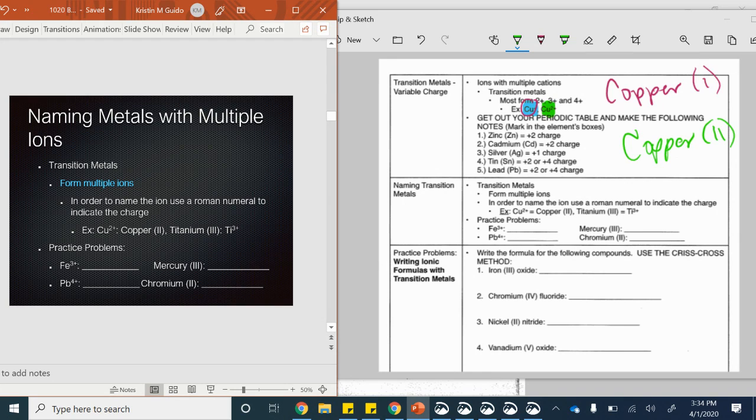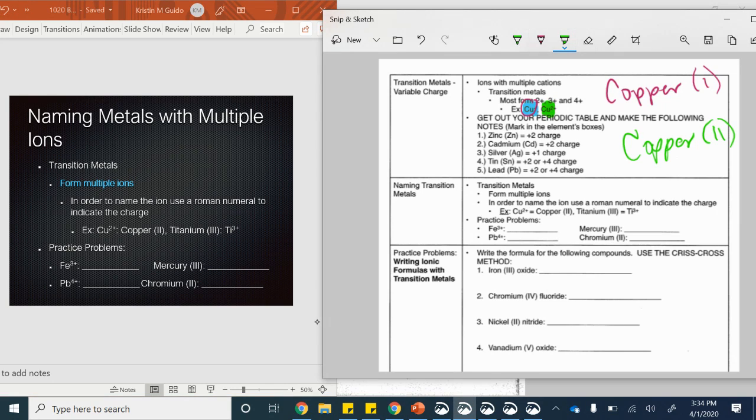So, naming metals with multiple ions. This is what I've already talked about. So why don't you go ahead and try to fill out this practice area right here. What would the Fe3+, how would we turn that into the written out name? Go ahead and pause the video and write that out.